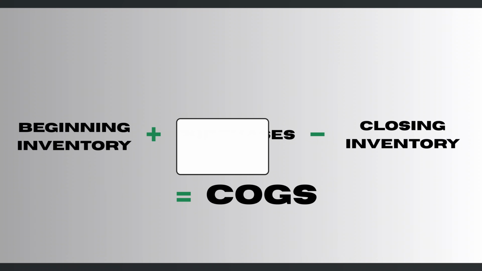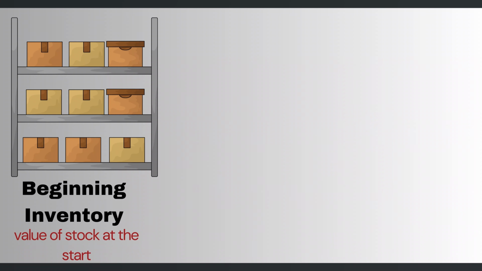In accounting, cost of goods sold is calculated like this: beginning inventory plus purchases minus ending inventory. That's the standard formula, and it's used worldwide in traditional retail businesses. But let's break it down slowly so it really makes sense. Beginning inventory. That's the value of everything you already had on your shelves or in storage at the very start of the month or year. Think of it as your starting stock.